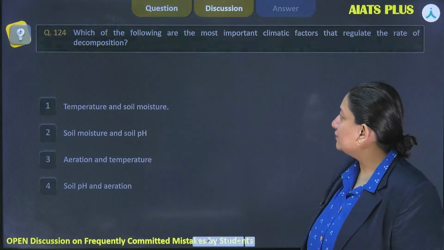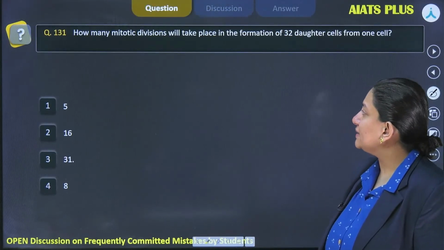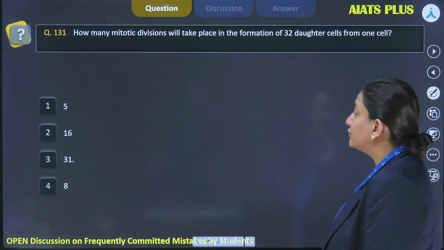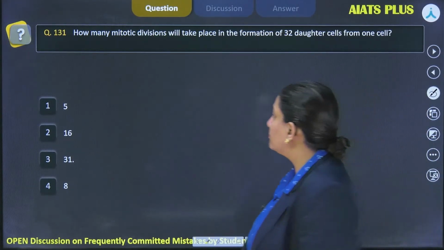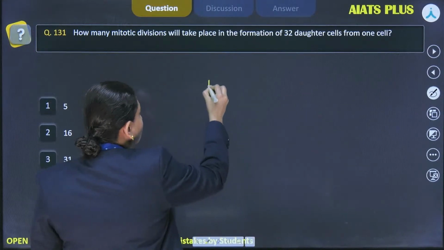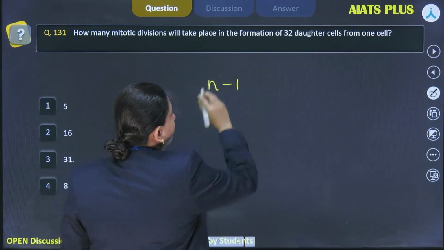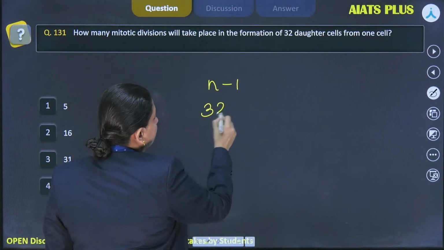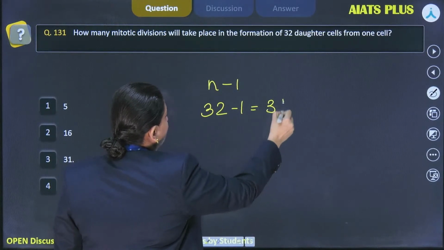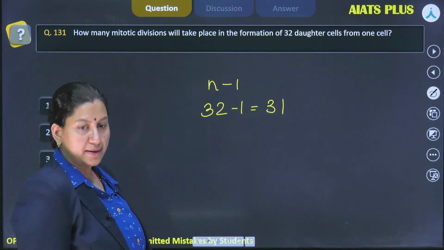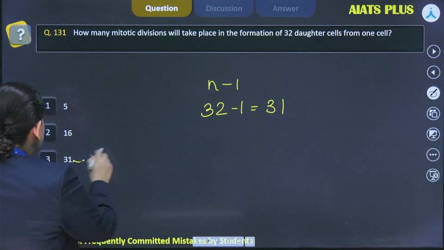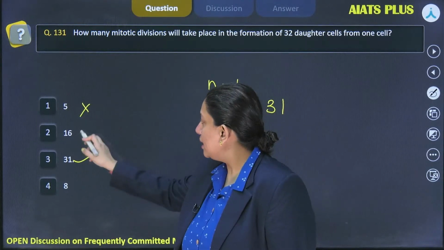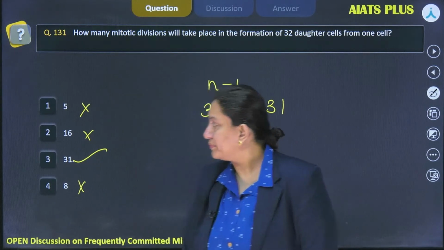Now let's move ahead to another question, which says: how many mitotic divisions will take place in the formation of 32 daughter cells from one cell? For this particular one, the formula that we'll be using is n minus 1. N over here is the number of daughter cells that we receive. So if the number of daughter cells is 32, the number of mitotic divisions will be 31. That's correctly depicted in option 3, 31. The rest would all be ruled out simply like this.